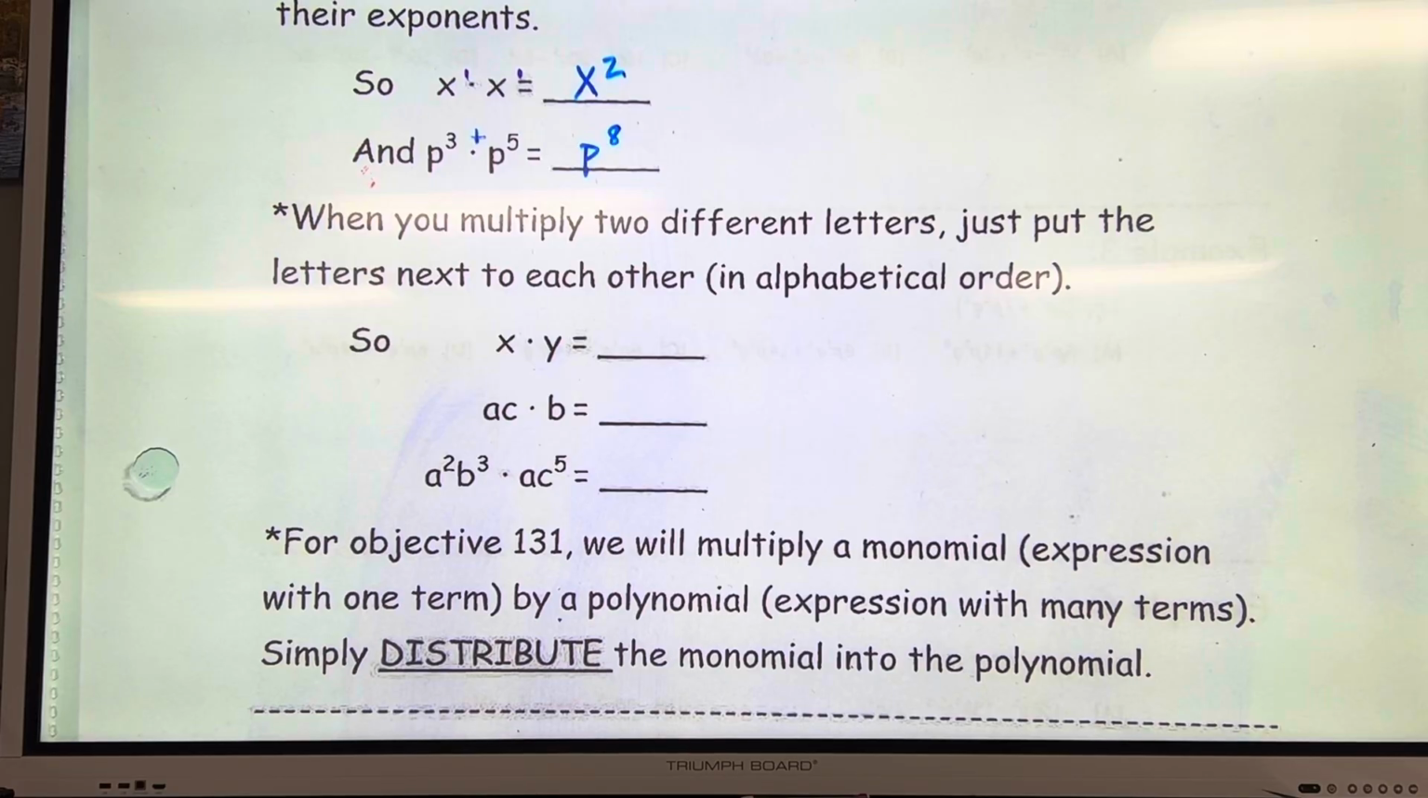So hopefully you know your alphabet. If not, go punch your kindergarten teacher in the mouth or something. I don't know. Don't do that. I don't actually do that. You know, all of you know alphabetical order.